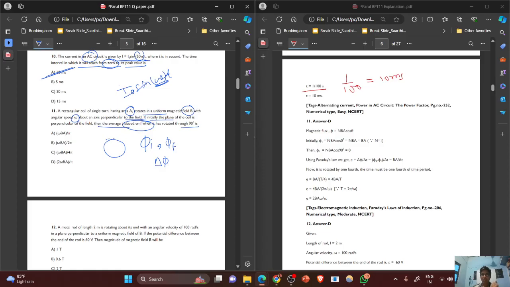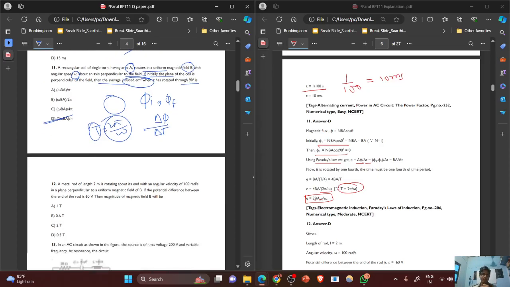So you can convert the time, delta t, equals 2 pi by omega. Put the value of time in terms of omega and you get the value of EMF. As you can see in the solution, the initial flux is given, the final flux is given. By using Faraday's law, you get change in flux upon change in time. Change in time can be given using omega. Putting the value, you get EMF equals 2 BA omega by pi. So the correct option will be option number D. It's again based on Faraday's law concept.